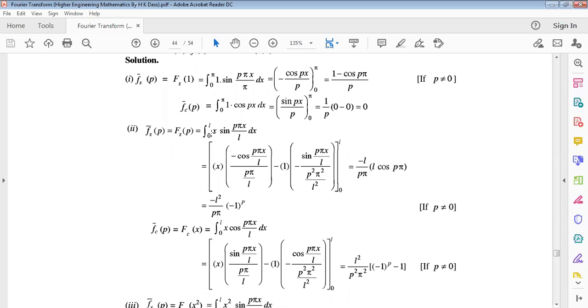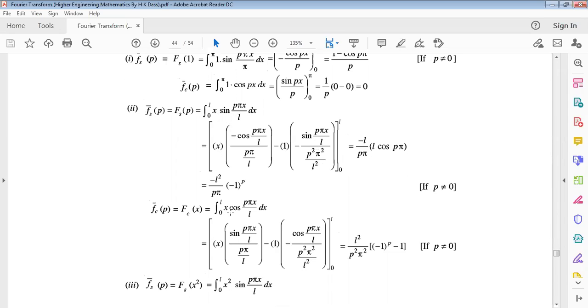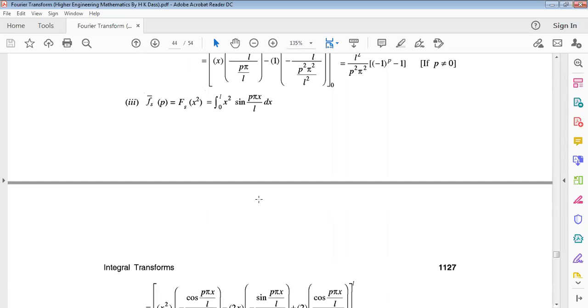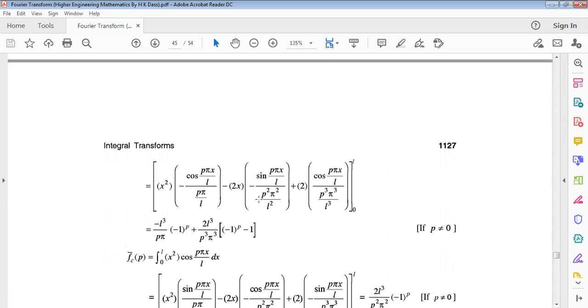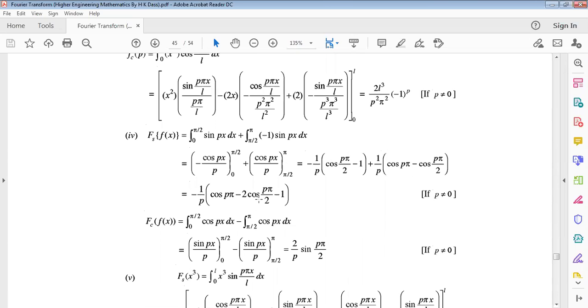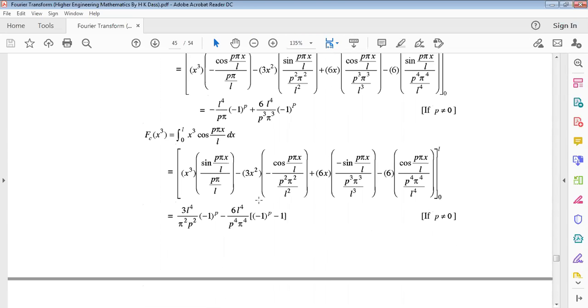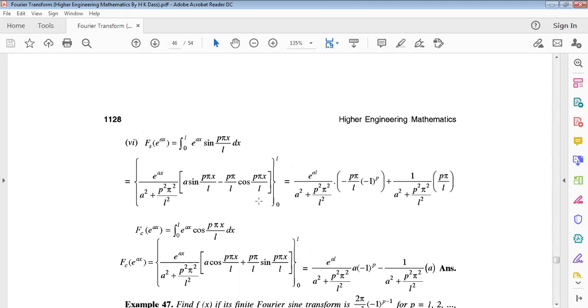This is by the UV process: u times the integration of v, minus the differentiation of u times the integration of the second integration of v. This is one. Now similarly, I hope everybody will answer this. Sir, you said finite Fourier transform. Example 45, don't skip it, this is example 46.